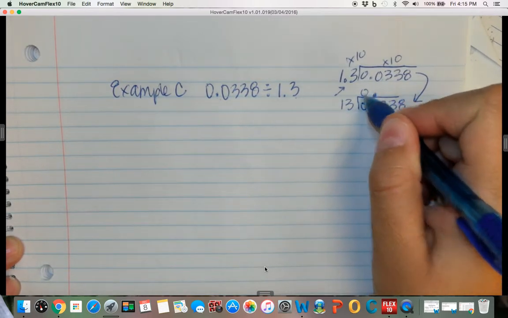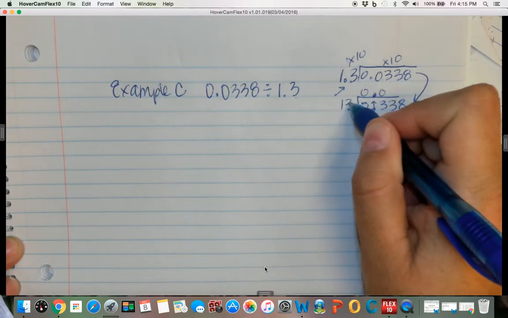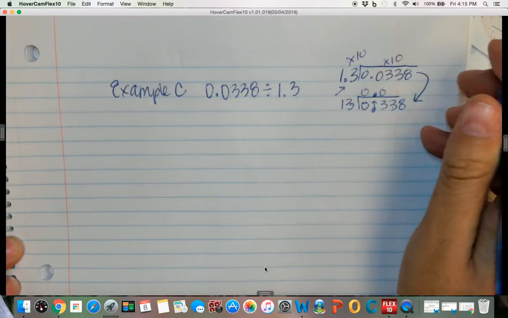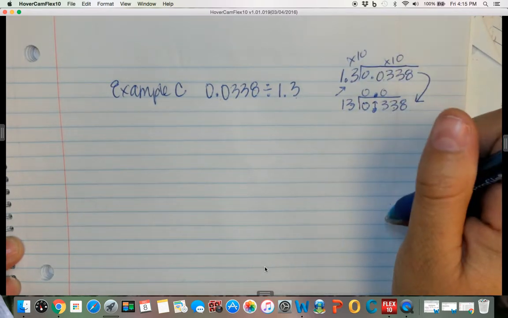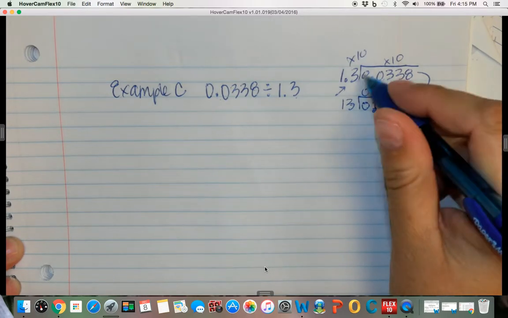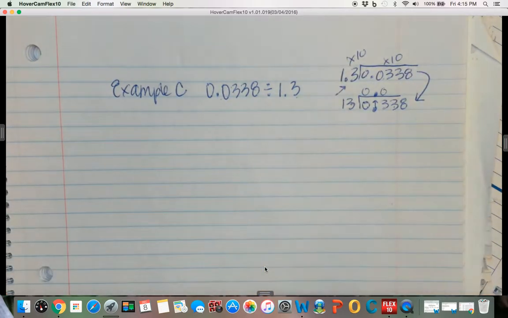13 goes into 0, 0. 13 goes into 3, 0. 13 goes into 33. Okay, that's one way. I can multiply these both by 10. Or I could get rid of the decimals completely. Either way you do it, your answer will still be the same.